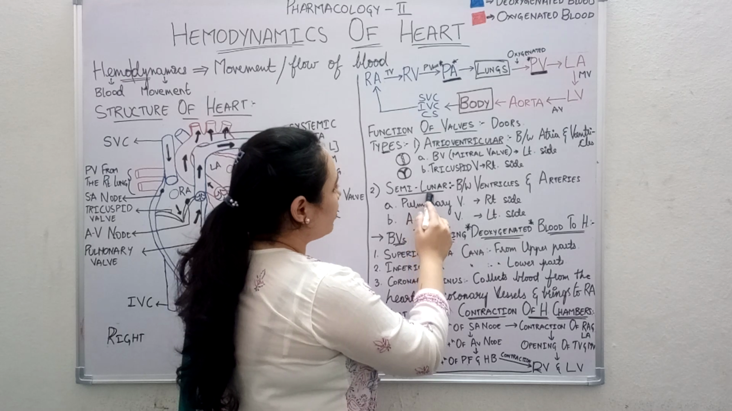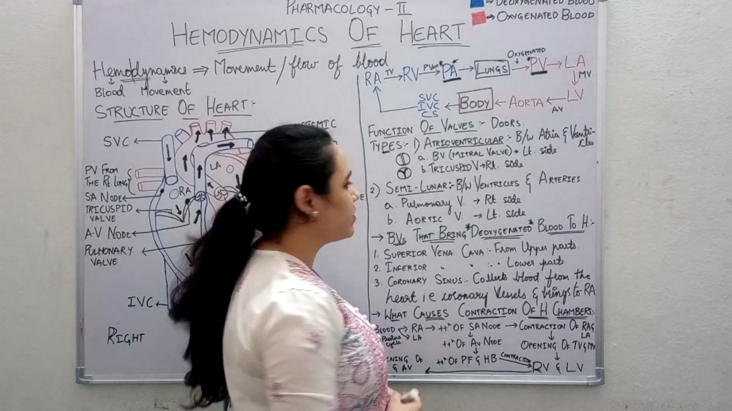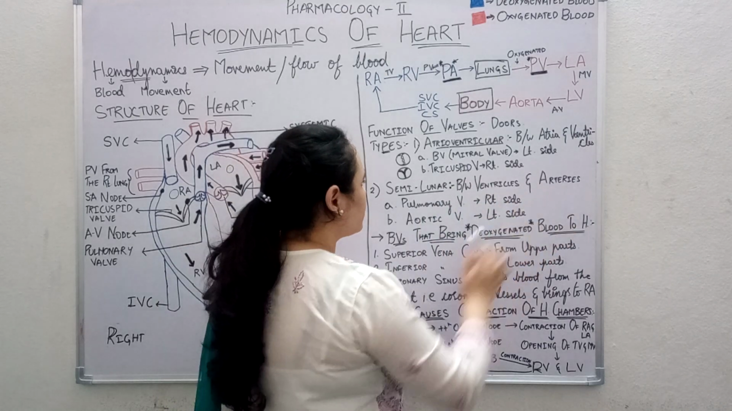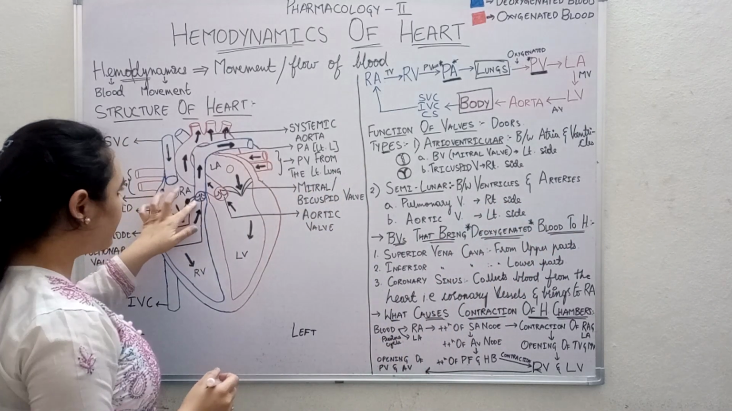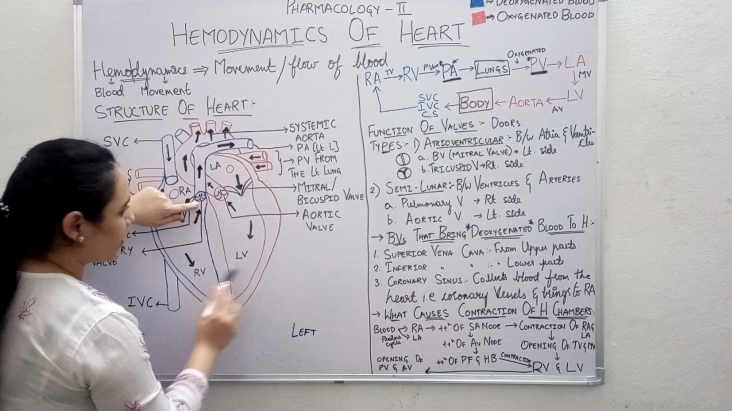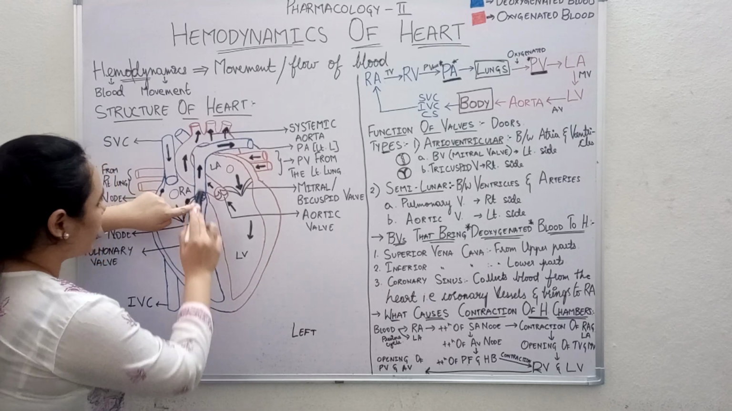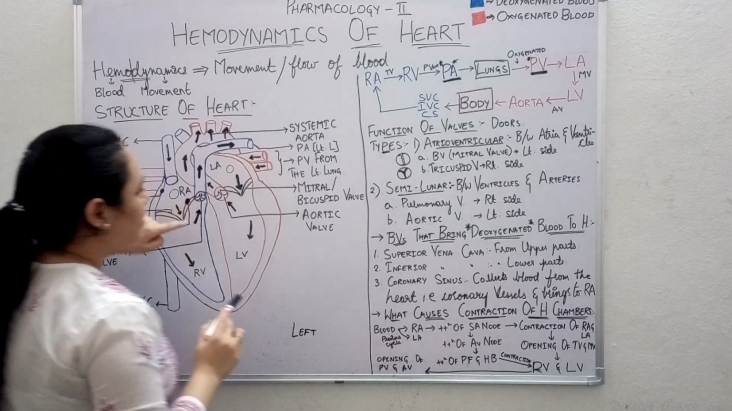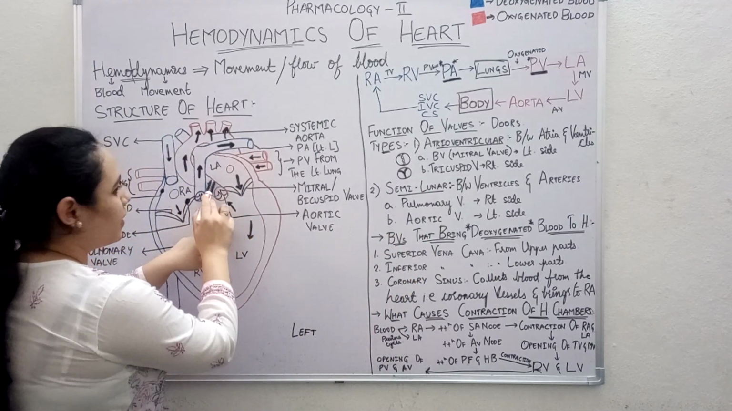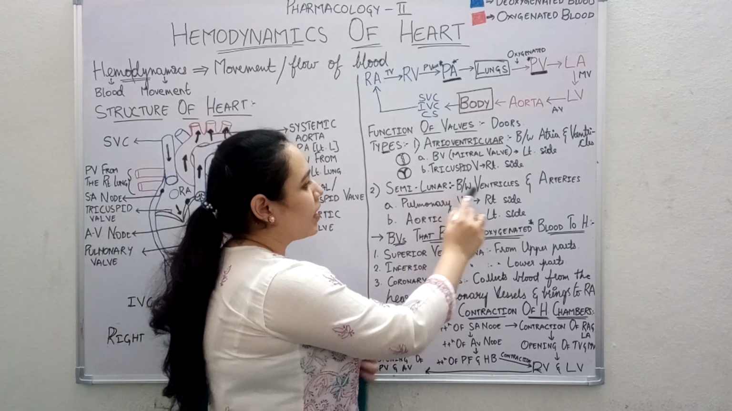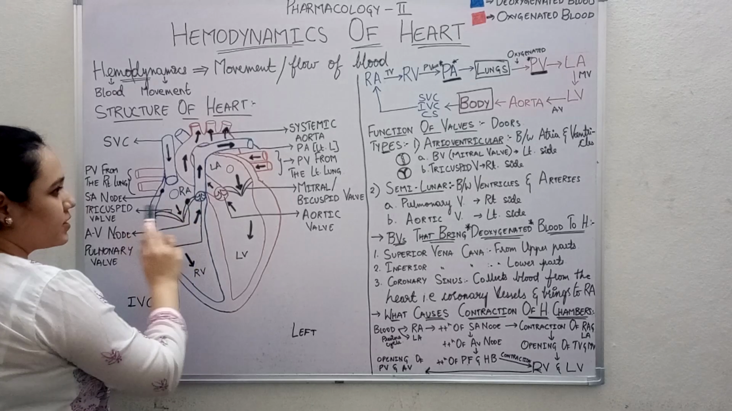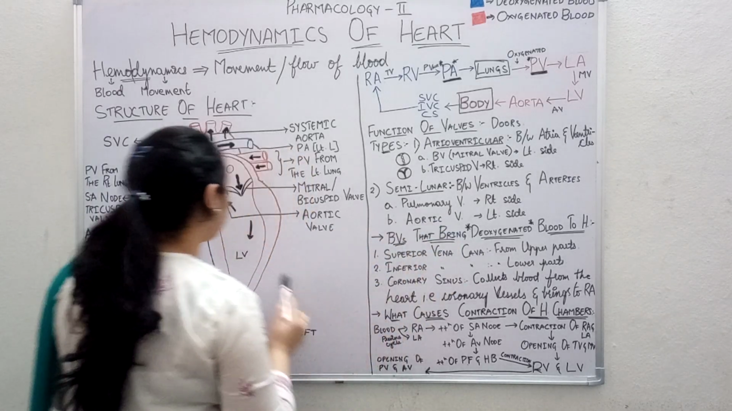So apart from that, we also see semi-lunar valves. Semi-lunar valves are present between ventricles and arteries. So these are pulmonary valve and aortic valve. This pulmonary valve is present between, as you can see, right ventricle and pulmonary artery. And then aortic valve is present between left ventricle and aorta. So pulmonary valve is present on the right side of the heart and aortic valve is present on the left side of the heart.